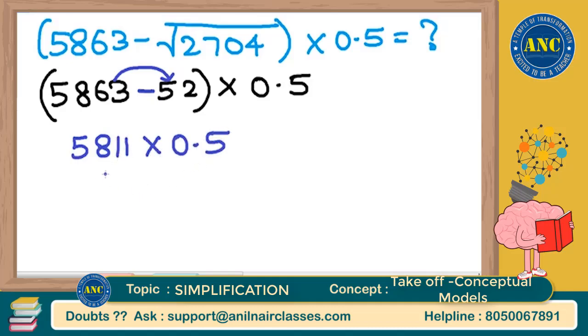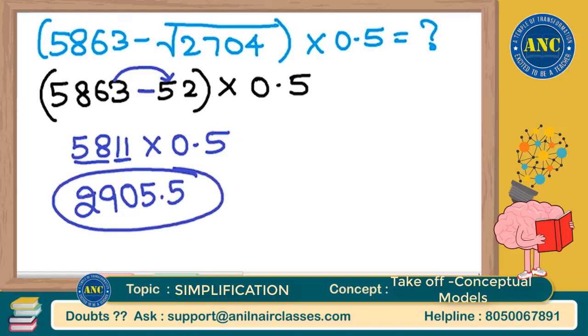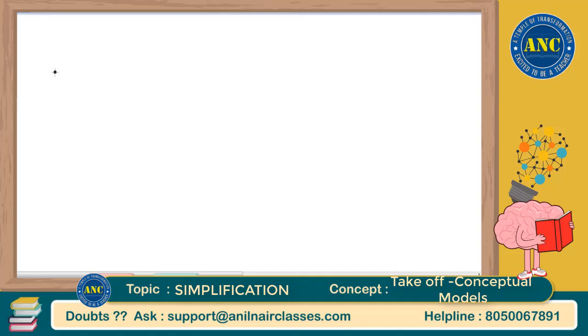0.5 is nothing but half. 58 half is 29. 11 half is 5.5. So 2905.5. Idea clear?